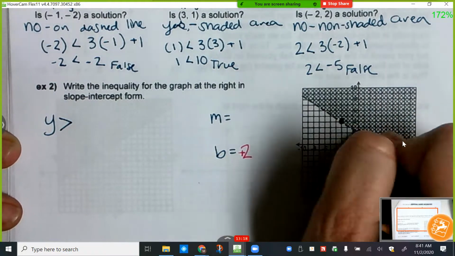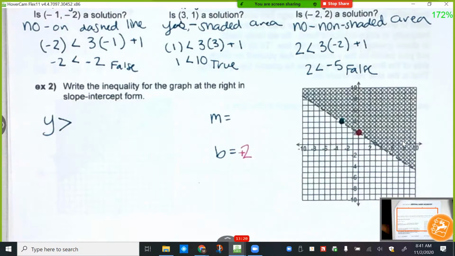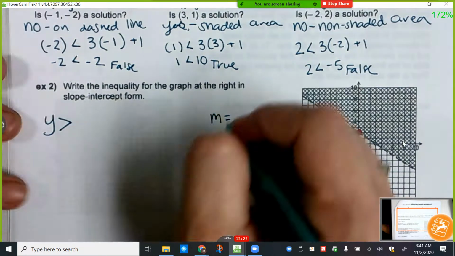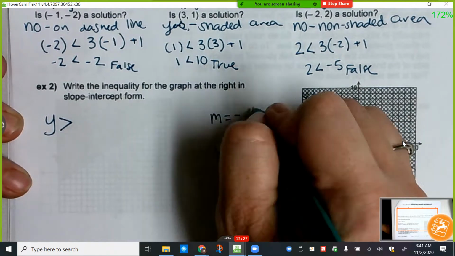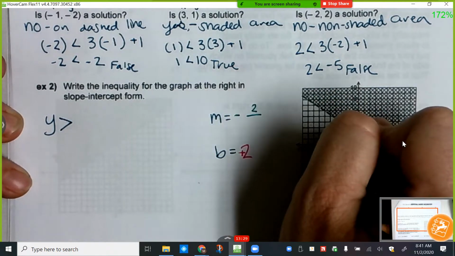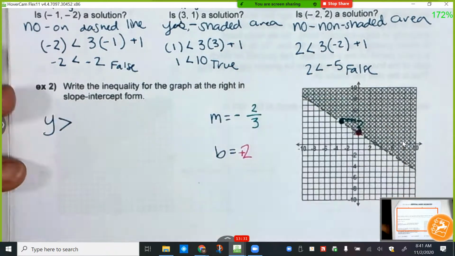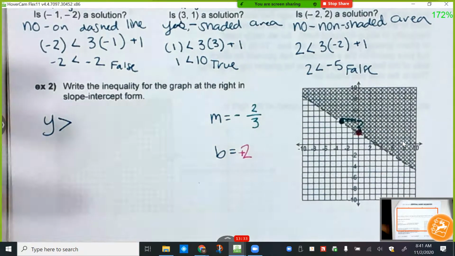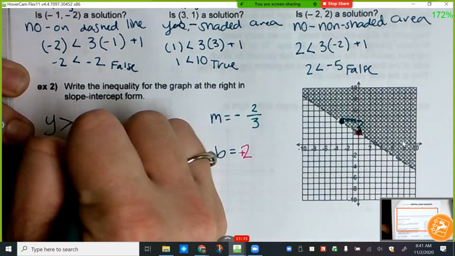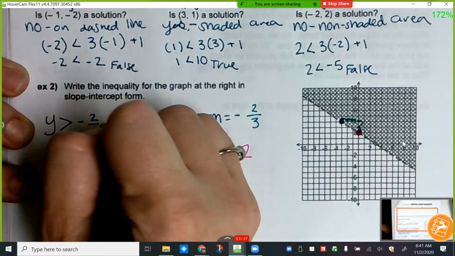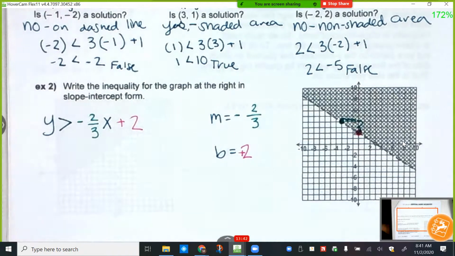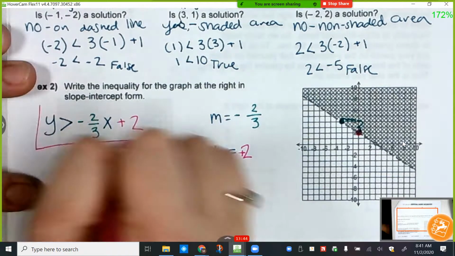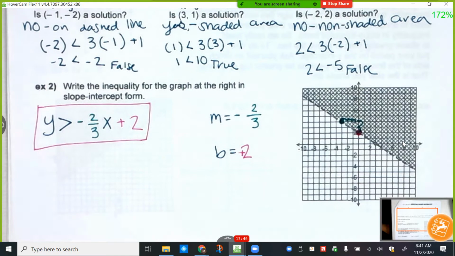Rise over run. Now, first off, what kind of slope is it? Positive or negative? Negative. So I'm going to go ahead and put that negative so I don't forget. And I know that I'm rising 1, 2, and I'm running 1, 2, 3. So I have negative 2/3 x plus 2. And there's my answer. Easy enough, right?